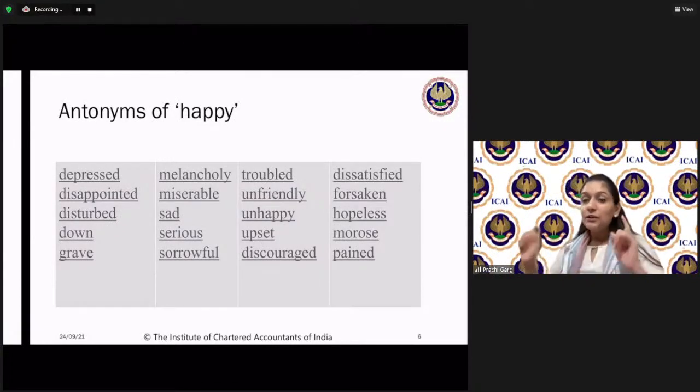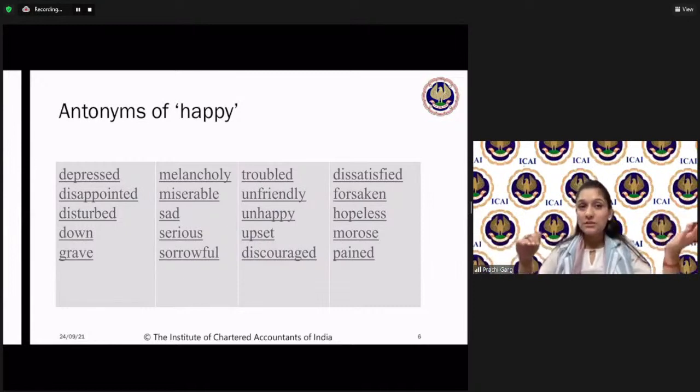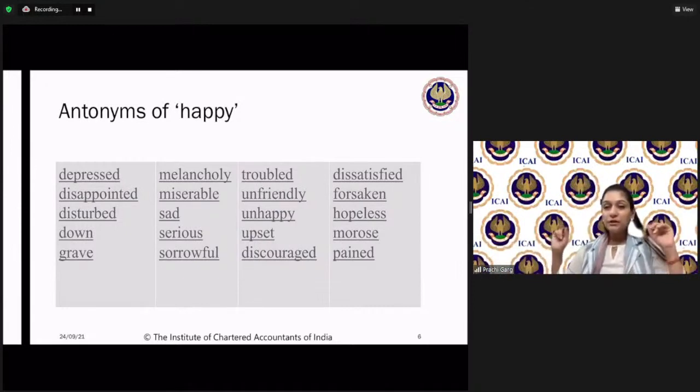Okay. Now look at this another slide. This one shows the nearly opposites of happy. There are words like depressed, disturbed, down, grave, serious, unhappy, discouraged, dissatisfied, forsaken, hopeless, morose, pained. So these are all words that you can use as the opposite of happy, when you want to talk about something opposite. And you can use different words.